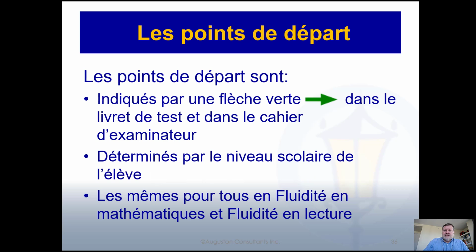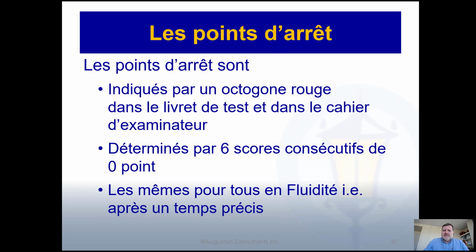The start points vary by grade, except for fluency subtests where everybody starts at the same point. So you will always see the green arrow. Stop points are also identified with the stop sign. Like I said, 6 in a row with a score of 0 is typically the stop point for the subtest where you do have these rules. Fluency subtests always end at the end of the time. The rédaction, written expression subtest, you test by block, so you don't have to worry about the stop sign.